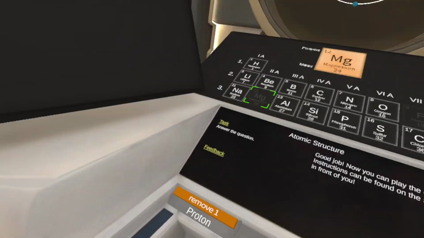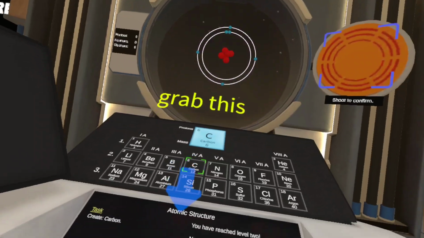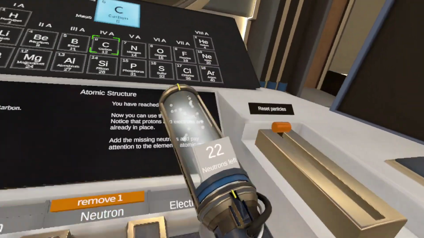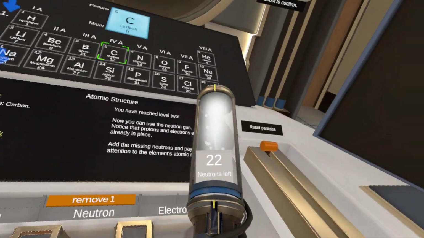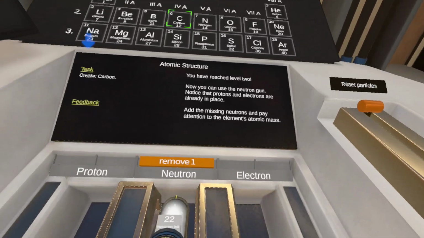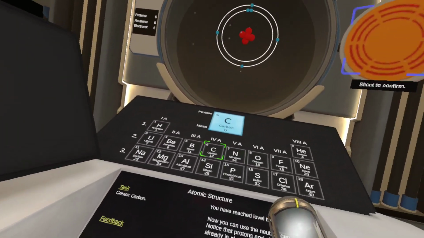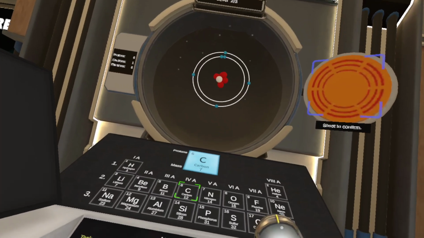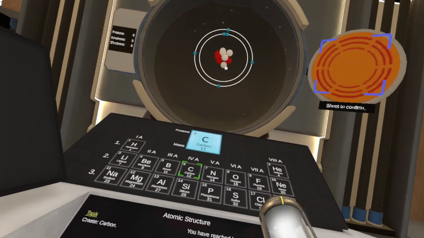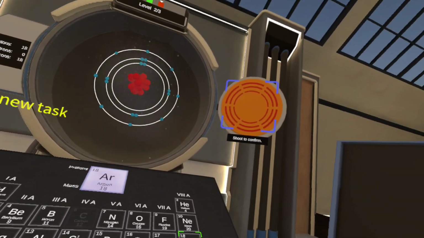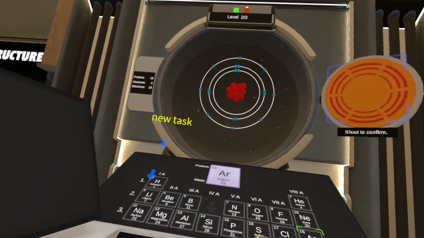Good job! You have reached level 2! Now you can use the neutron gun. Notice that protons and electrons are already in place. Add the missing neutrons and pay attention to the element's atomic mass. Create carbon. Create argon.